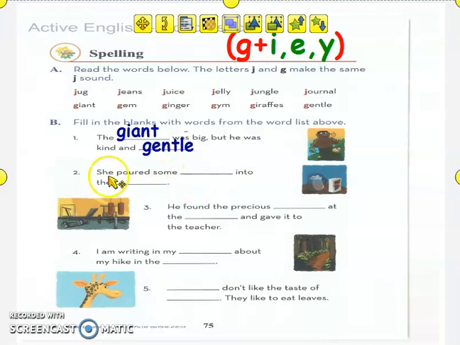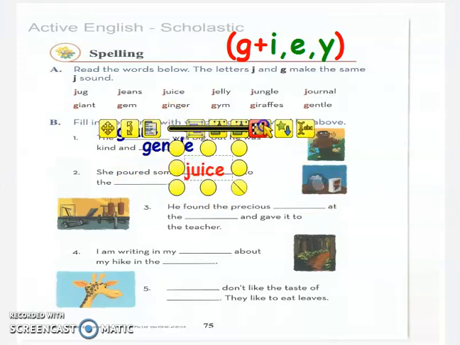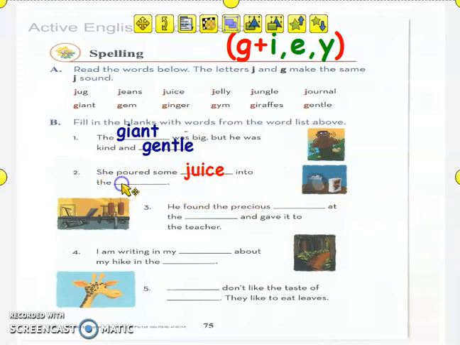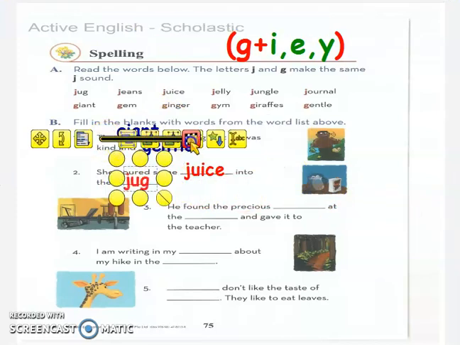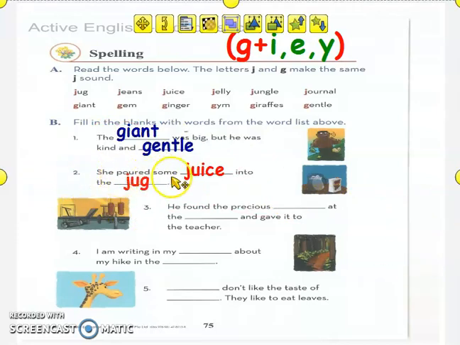Let's go to number 2. She poured some blank into the blank. Let's look at the picture. What can you see? She poured some what? Juice. Excellent. Juice into the jug. Excellent. So she poured some juice into the jug. Very good. Let's go to number 3.